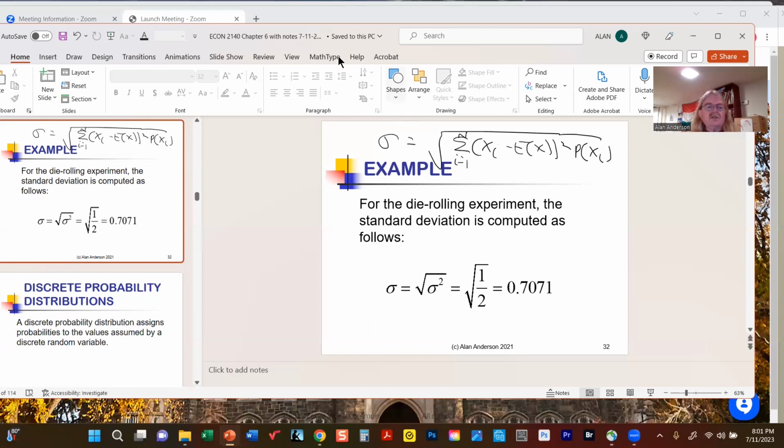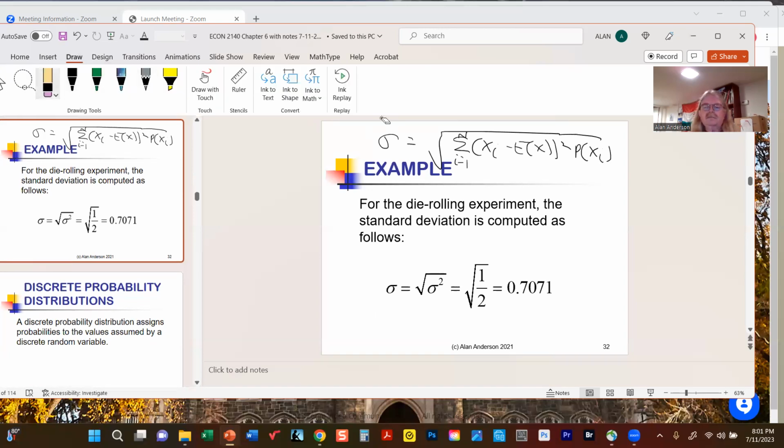Because it's literally just the square root of the variance. So in our case, we already know the variance to be a half, so we take the square root, and guess what we end up with? Radical 1/2 is approximately equal to 0.7071. So that's the standard deviation of our die rolling experiment. So you can see it's a very similar idea to what we did with our measures in previous chapters.